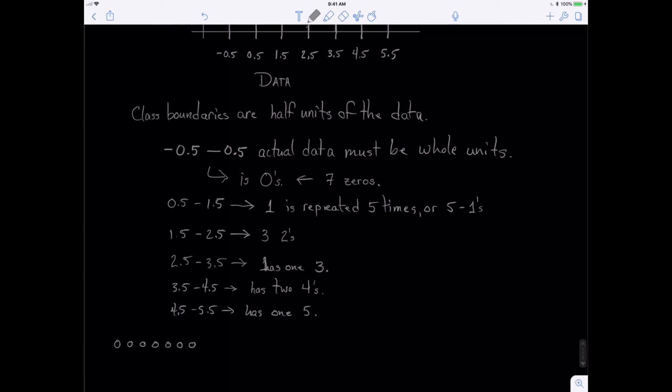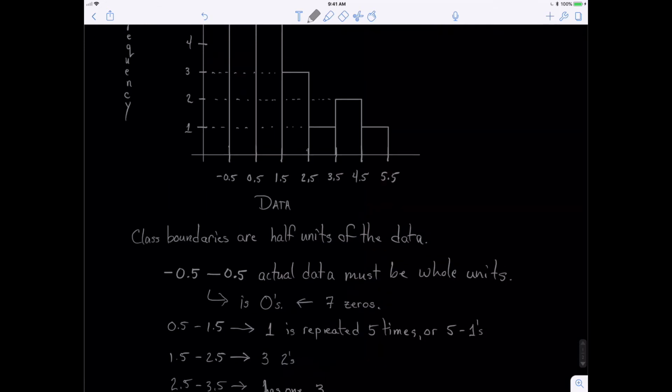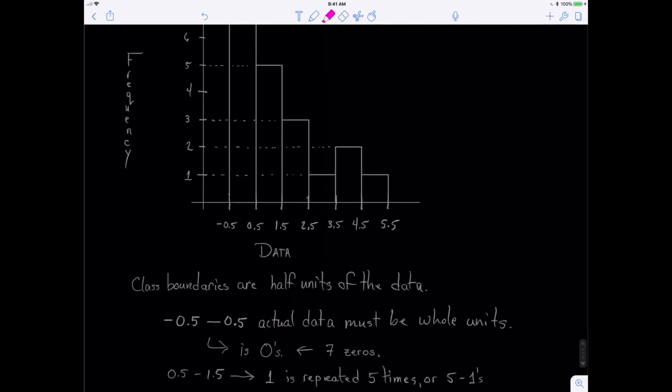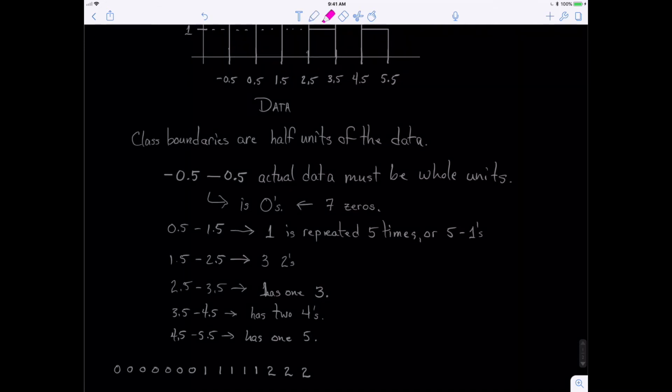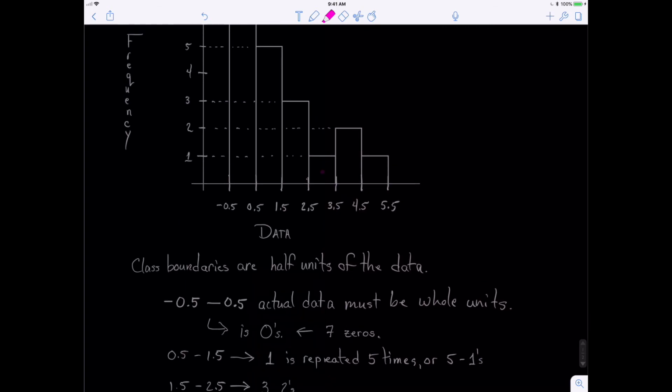And then the ones are repeated 5 times, so I'd have 1, 1, 1, 1, 1. And then the next one is 2s, and I have 3 of those, so I'd have 2, 2, 2. The next bin, where are we at? 1, 2, 3. We're at the fourth bin right here.